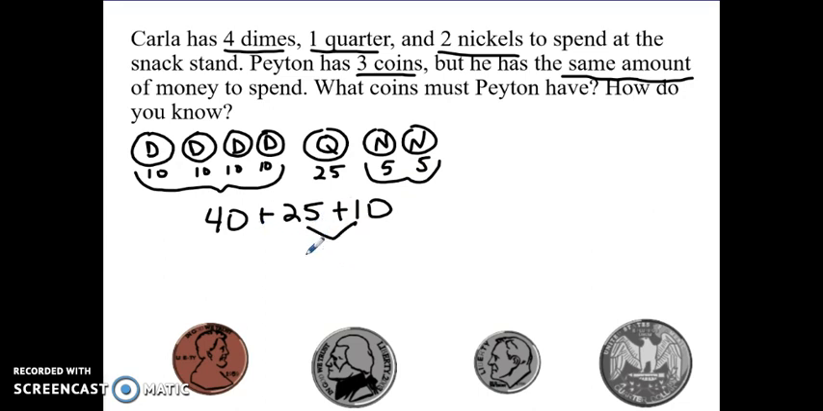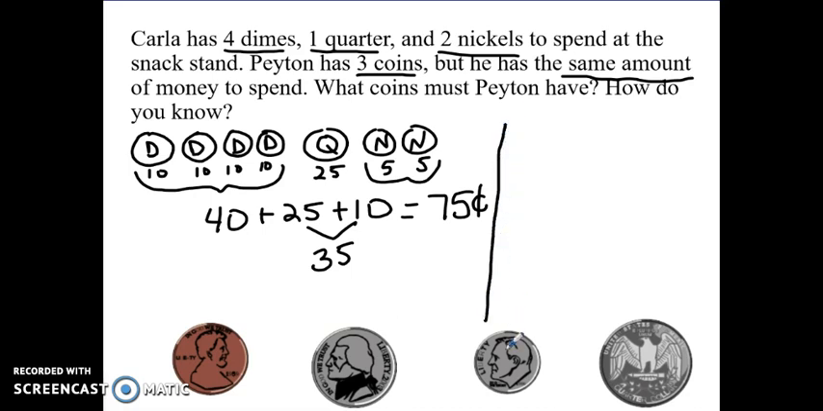So now, if I add this up, 25 plus 10 will give me 35. 40 plus 35 will equal 75. So, Carla has 75 cents. So now I need to make 75 cents with 3 coins.